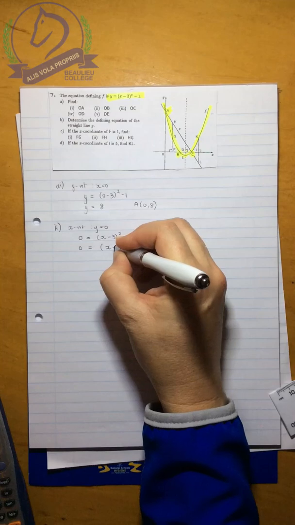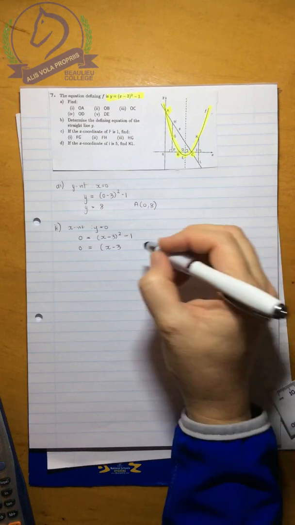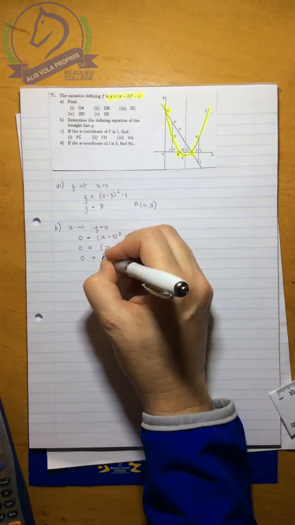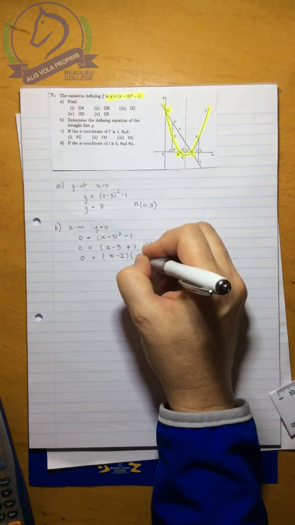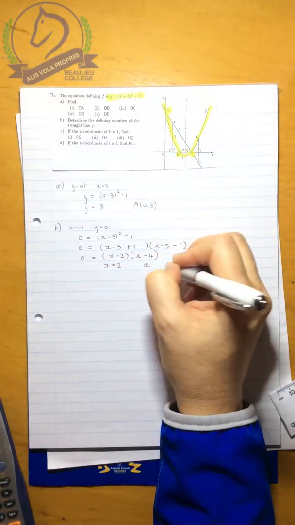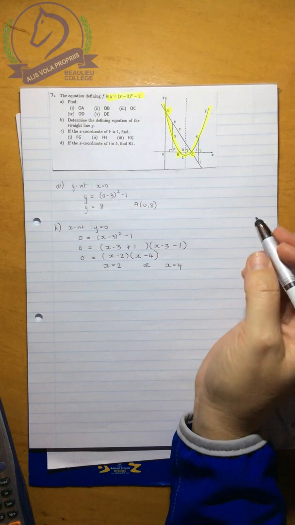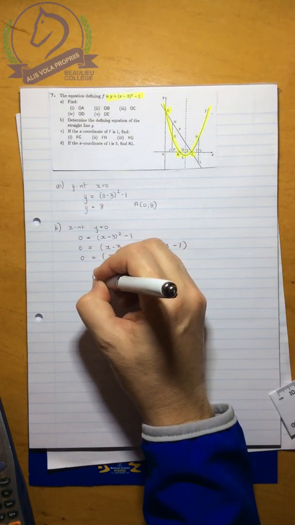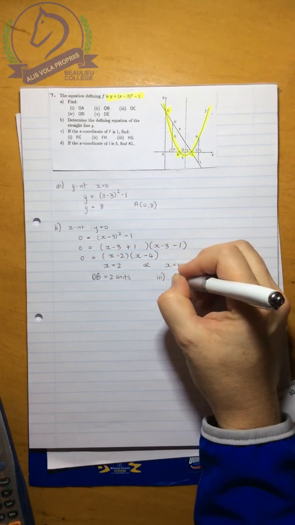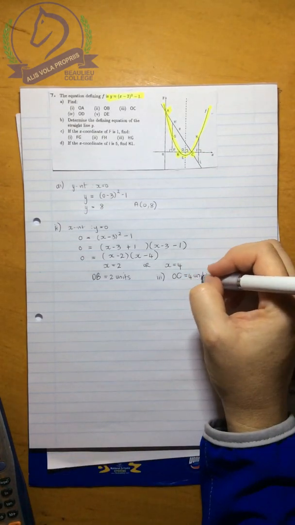So I can say x minus 3 will go into the first bracket, and x minus 3 will go into the second bracket, plus 1 in the one, minus 1 in the other. So 0 is equal to x minus 2, x minus 4. That means x is 2 or x is 4. Therefore, I can say the distance for OB will be 2 units, which means I can solve question 3, which is OC, which is 4 units then.